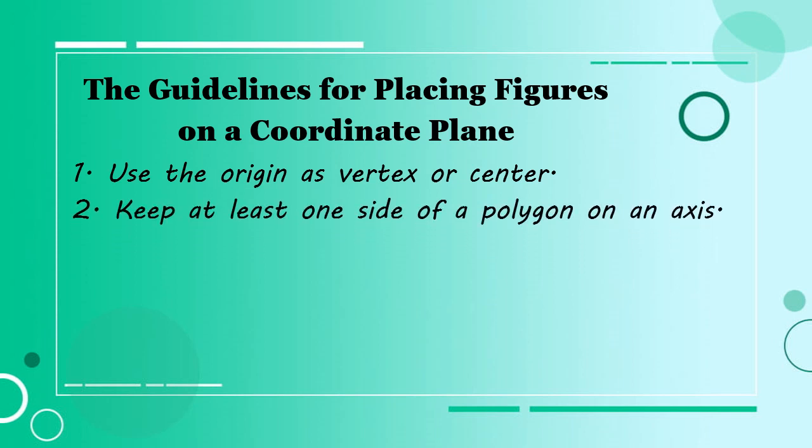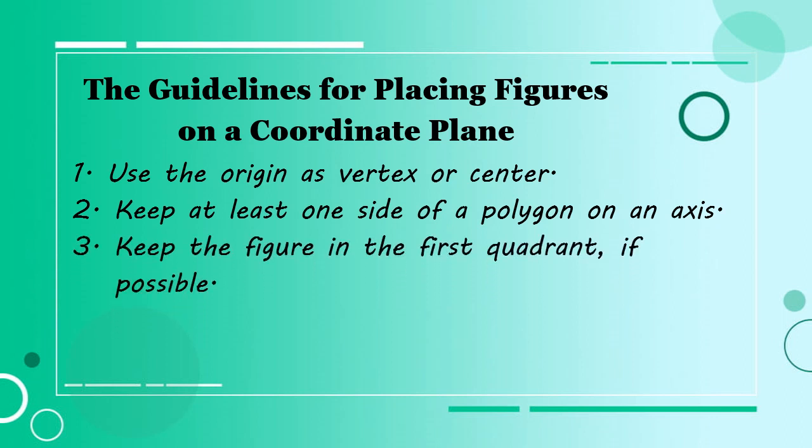Next is keep at least one side of a polygon on an axis. We all know if the given point is on the x-axis or the y-axis itself, then we can say that its coordinate would be 0. So that would be a big help for us to easily identify its coordinates.